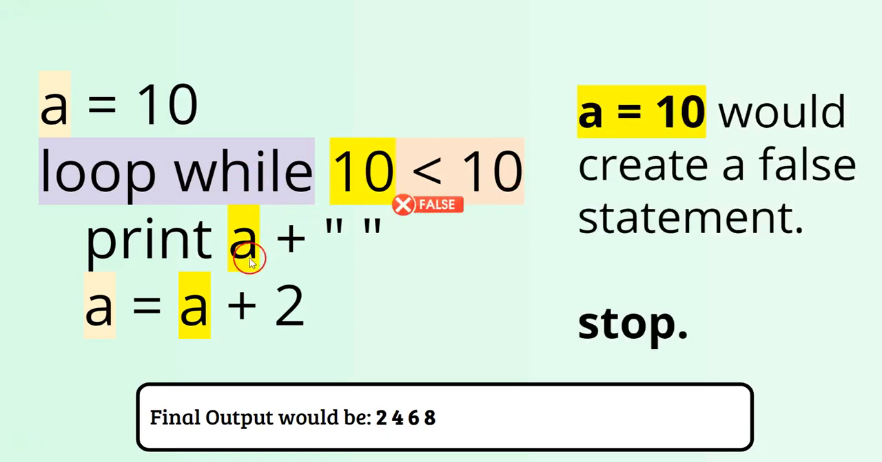This is false. There's no point of going through this again because you only go through it if the condition is true. So if A equals 10, that would create a false statement. So that's where you stop. The final output of this down here would be 2, space 4, space 6, space 8. That is what would print out from this code right here.